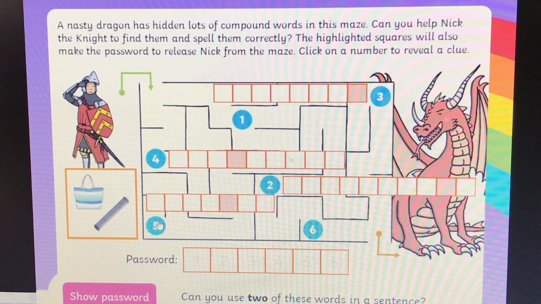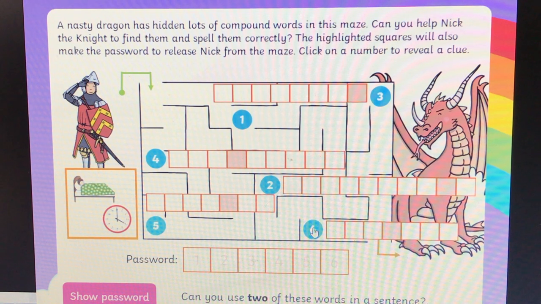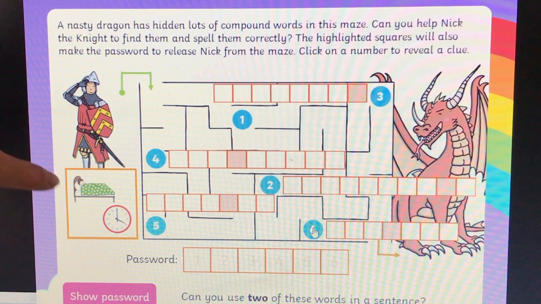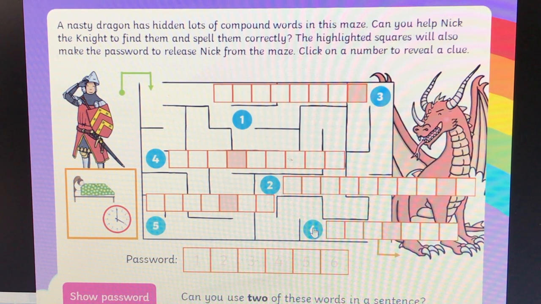Next one, number 5. We've got a picture of a bag and we've got a picture of a pipe. Put those two words together. What compound word do you make? So again, pause the video if you haven't quite had enough time. But the last one, we've got a picture of a bed and we've got a picture of a clock telling a specific time. So put the two words together that you can see to make a compound word.